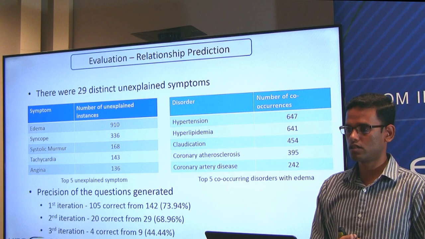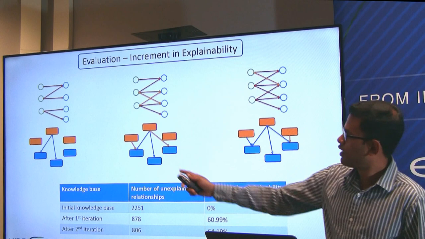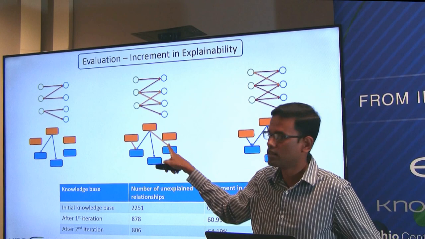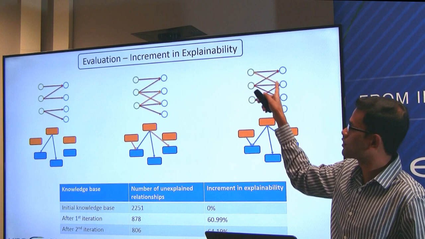So what is happening here is, let's say that is your initial knowledge base and that is your initial clinical record. You ask questions based on that scenario and you get these relationships. Suddenly some of these things become explainable, you link them. And then in the second iteration again, you find, okay, there's a relationship between these two. And now I can establish another relationship. Now the explainability of the clinical document based on my knowledge base goes high. So that's what is quantified here.